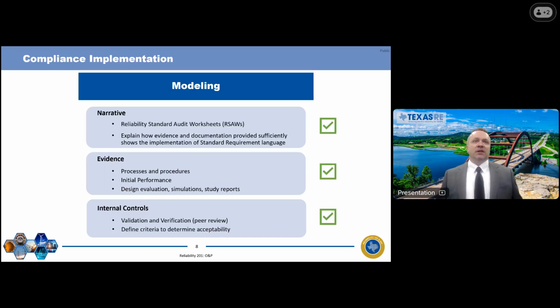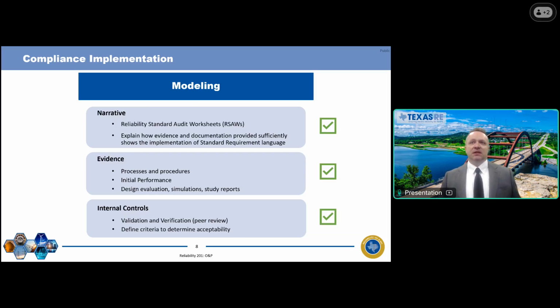So what can you as an entity do to help prove compliance with these standards? Specifically, these modeling standards, we're going to cover the compliance implementation. We always recommend focusing on the RSAWs, the Reliability Standard Audit Worksheets. These are going to contain guidance on how to help prove compliance and implementation of these standard requirements. Mod 25 is a GO only standard requirement, and you're going to show that you verified capability and that you submit that evidence to your transmission planner.